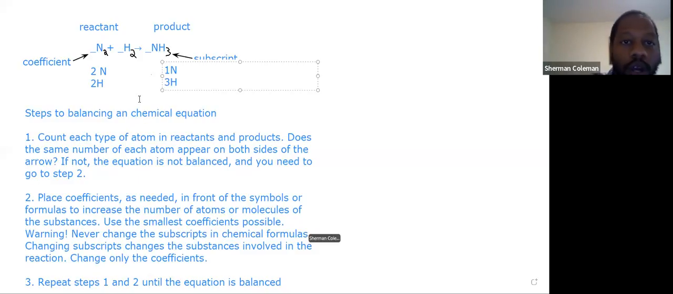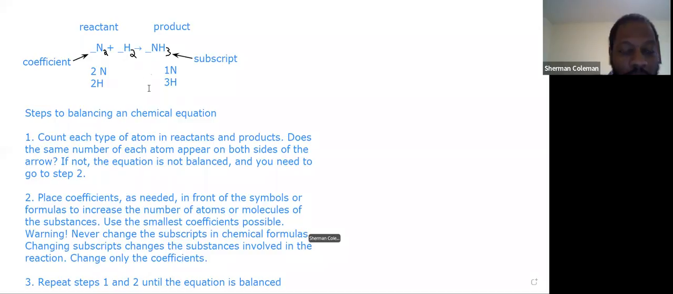So now that we have done step 1, we can clearly see that this equation is not balanced. For the nitrogen, there is 2 on the reactant, but only 1 on the product. And for hydrogen, there's 2 in the reactant and 3 on the product. And so now we have to go to step 2. And step 2 is basically balancing all the elements by changing the coefficients.